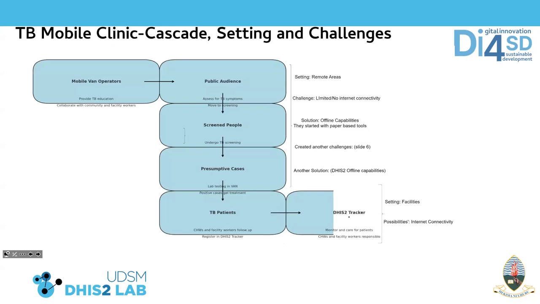So here is the simple workflow on how this mobile van operates. It starts with the mobile van operators reaching out to the public audience. In that public audience, people will be screened, where they will undergo the normal standardized TB screening steps, okay? After this screening, it will identify the presumptive cases, and for those found presumptive in the lab testing in the van, they will be identified as TB patients, and those patients will be enrolled for further treatment inside the DHIS2 national NTLP tracker workflow.